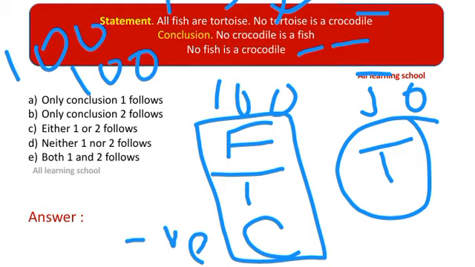So the first conclusion is correct. Now look at the second conclusion. No fish. Here the expense of fish is 100 and income of fish is 100, so it is correct.